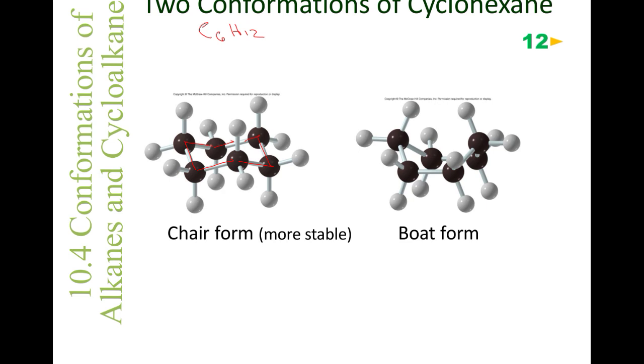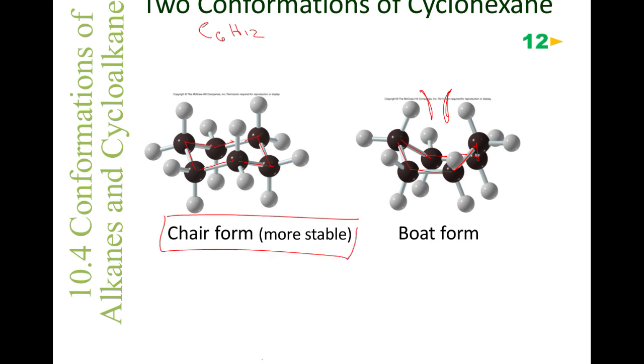If you look at the boat form, you can see it kind of takes on the shape of a boat here. Kind of draw the boat shape like that. Anyhow, in the boat shape, what happens is that there are some unfavorable interactions. For example, you can see that these two hydrogen atoms here on the top are pretty close to each other, much closer than any of the hydrogen atoms would be in the chair form. And therefore, that creates a little bit of electron-electron repulsion, and that's why the boat form, although it can exist, is not nearly as stable as the chair form.